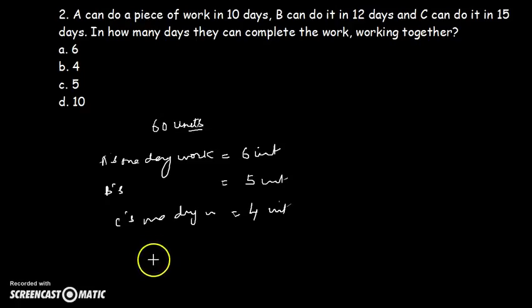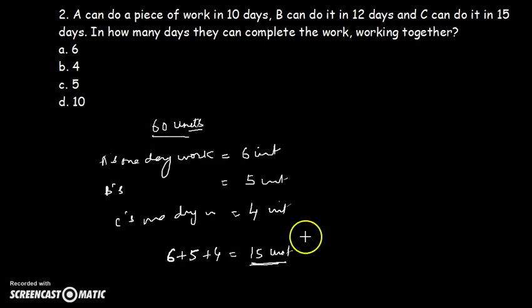And now since they are working together, they will finish 6 plus 5 plus 4, which is 15 units in a single day. If they can finish 15 units in a single day and total work is 60, the number of days is 60 upon 15, which is 4 days.